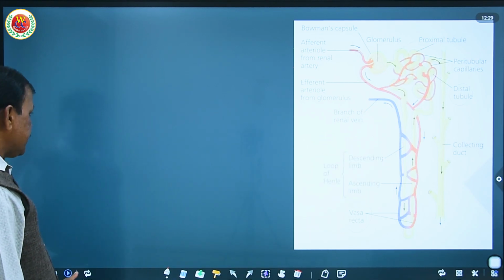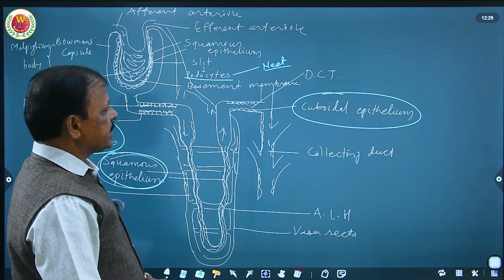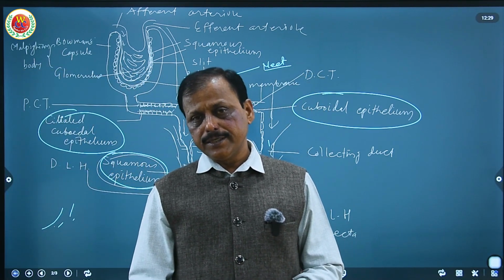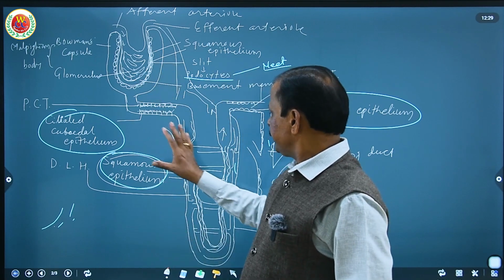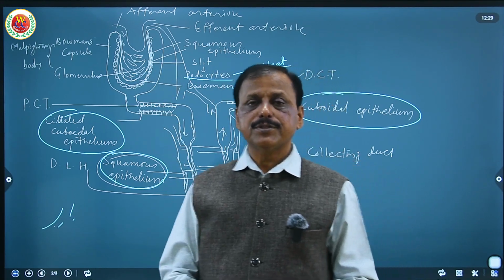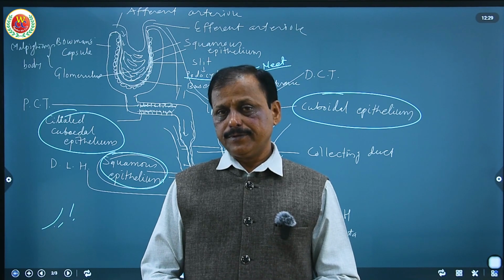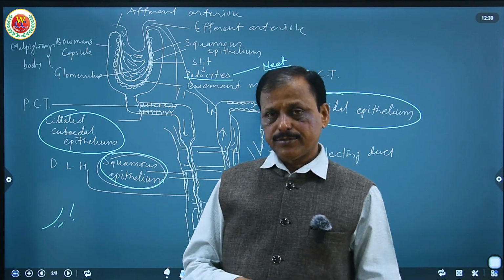With this explanation, I hope you understood the structure of the nephron completely. Now we shall learn in the next video about the role of these different parts of the nephron in the process of urine formation. I hope you understood these structural aspects of the nephron.